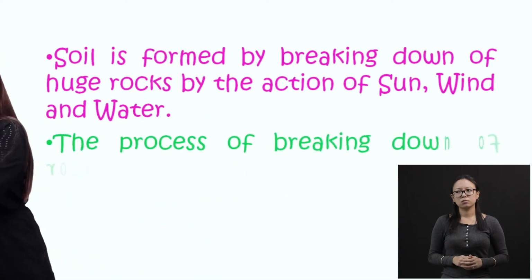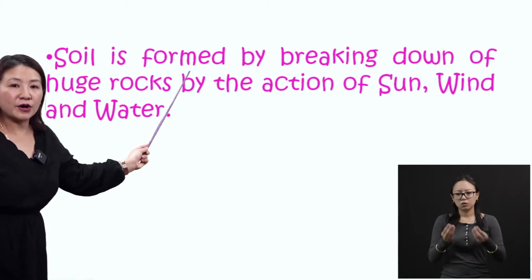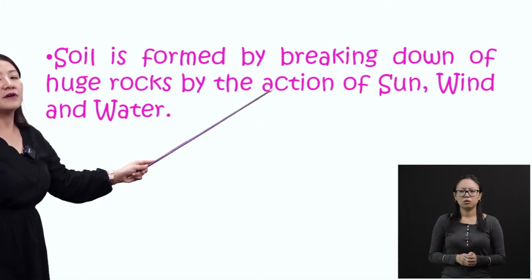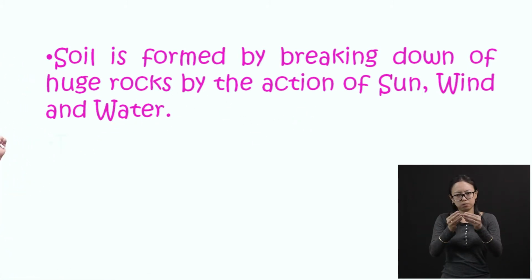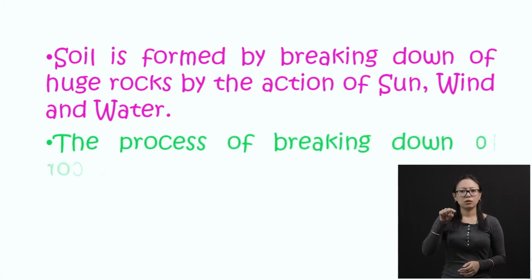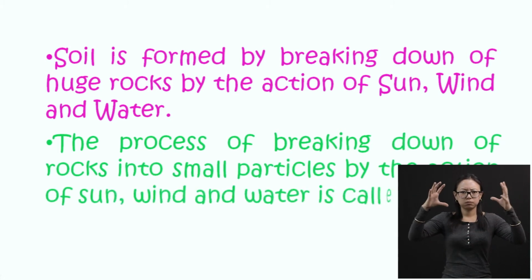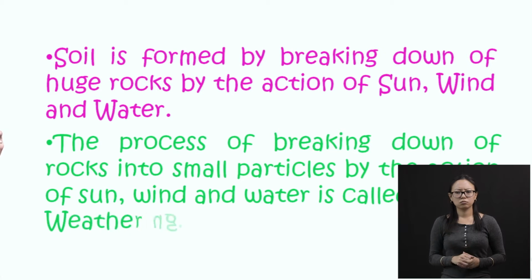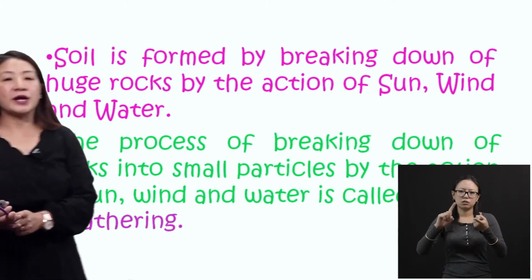Now, soil, how is soil formed? Soil is formed by breaking down of huge rocks by the action of sun, wind, and water. And what is this process called, children? The process of breaking down of rocks into small particles by the action of sun, wind, and water is called weathering. It is called weathering of rocks.